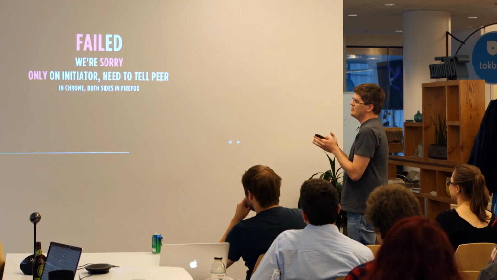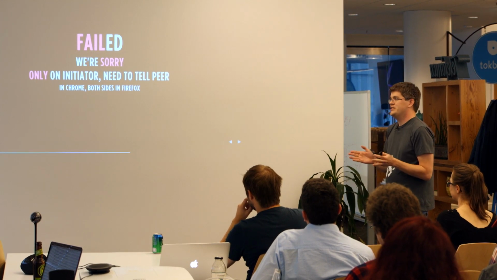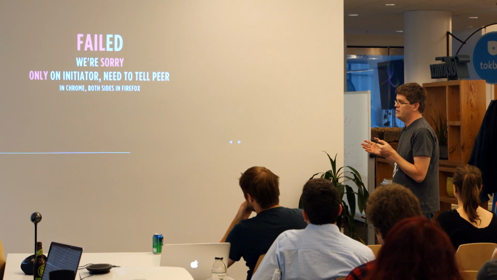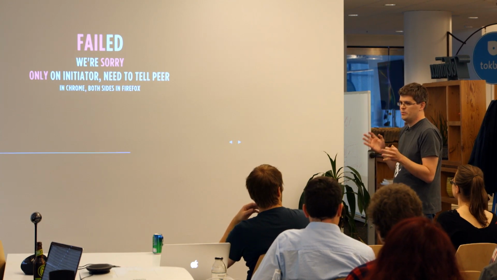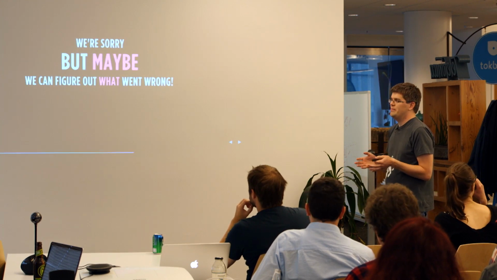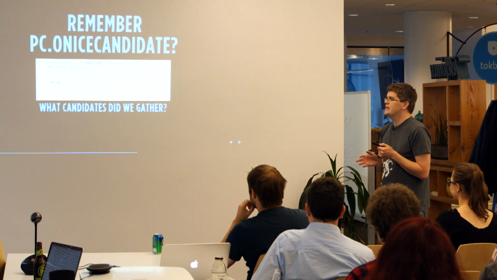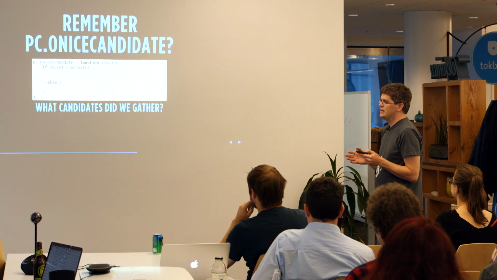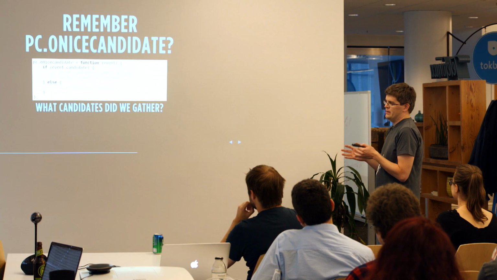So there's also this state failed. So we're sorry. Somehow it failed. It only happens on the initiator in Chrome, and you need to tell the peer. In Firefox, you get that on both sides. And we're sorry, but maybe we can figure out what went wrong. So if you remember the on-ICE candidate thing, what kinds of candidate did we gather during this?